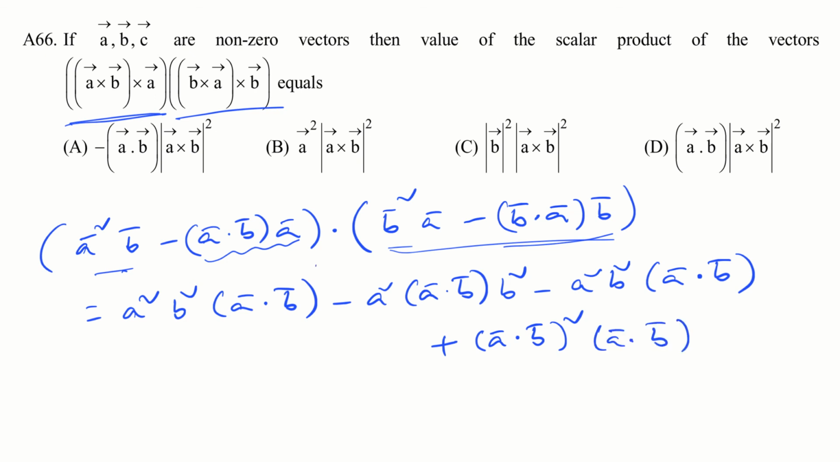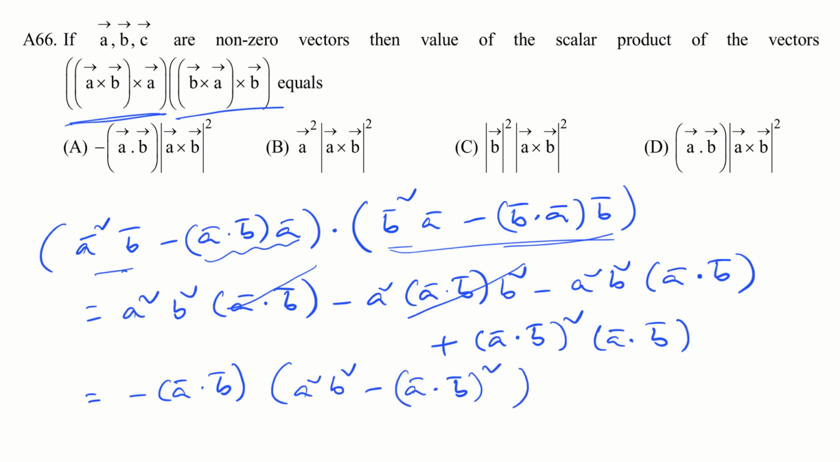So I cancel this part and this part. The remaining part, if I take minus a bar dot b bar common, I am having it as a square b square minus a bar dot b bar whole square. We know that this is the formula for a bar cross b bar whole square. So I'll have it as minus of a bar dot b bar into a bar cross b bar whole square.